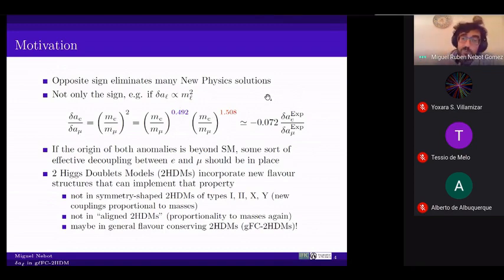So somehow the origin of both anomalies, with the hypothesis that it is beyond the standard model, we need some kind of effective decoupling between what you are doing with the electron and what you are doing with the muon. Nothing naive like just proportional couplings, couplings proportional to masses or squares of masses, will work.